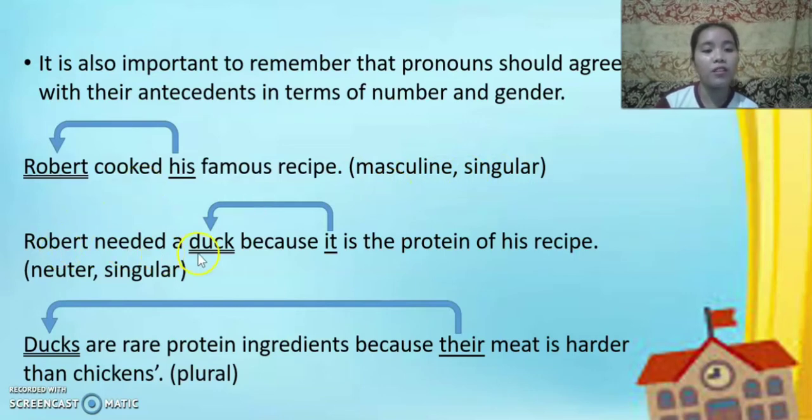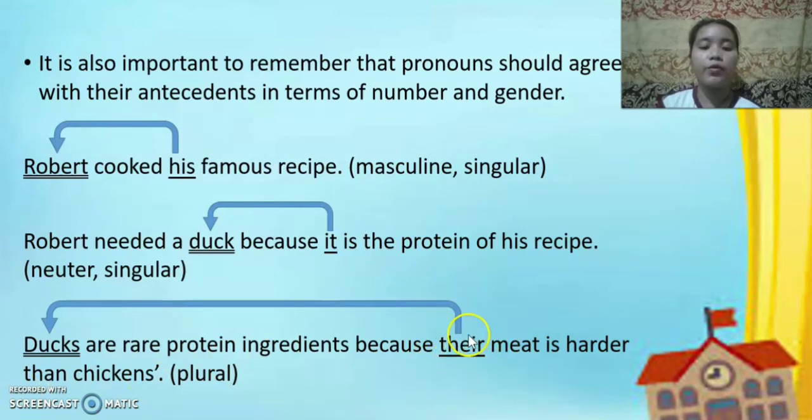Okay, another one. Robert needed a duck because it is the protein of his recipe. Okay, the pronoun here is it, referring or substituting the word or the antecedent duck. Okay, duck here is neuter because it is an animal. Animals don't have gender. And singular po siya. Duck is only one. Now, the third sentence here, ducks are rare protein ingredients because their meat is harder than chickens. So here, the pronoun na is there refers to the antecedent ducks, okay? So it is there because ducks are many, meaning it is plural.